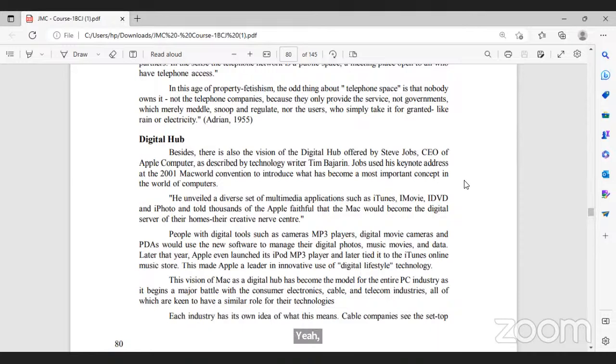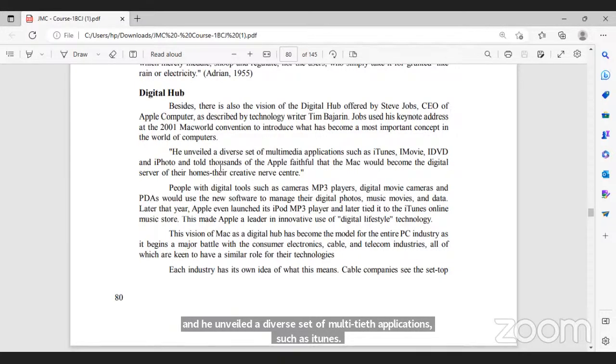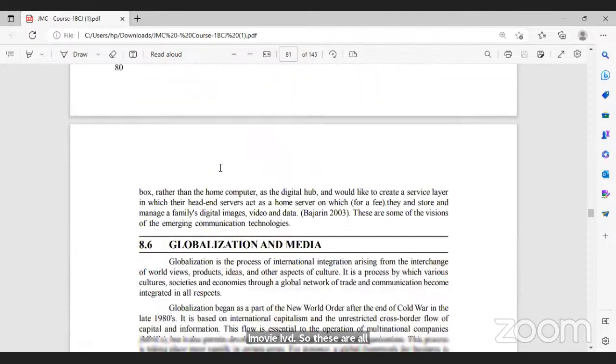The digital hub was offered by Steve Jobs. So, who was he? He was the CEO of Apple Computer. As described by the technology analyst Tim Bajarin, Jobs used his keynote address in 2001 to unveil a diverse set of multimedia applications such as iTunes, iMovie, and iDVD. So these are all various forms of digital communication.